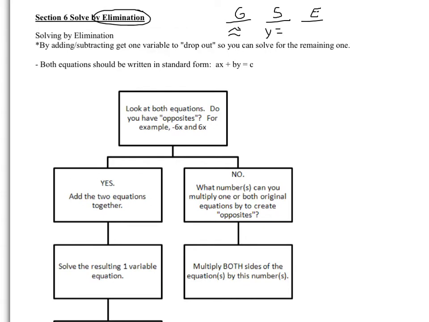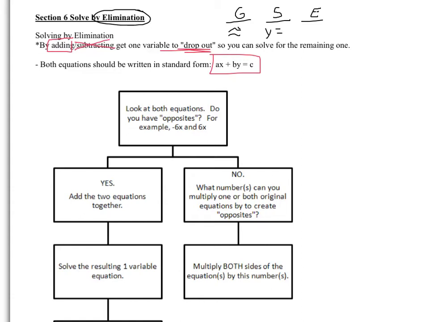So if you look through the rules here, it says you would solve by elimination by adding or subtracting, but if you remember from previous years, we do not solve by subtraction. We would solve by adding, and we'll talk through a couple of those examples. All right. But when we add the two equations, one of the variables will drop out, and then you can solve for the last one. Both equations should be written in standard form in order for you to do elimination.